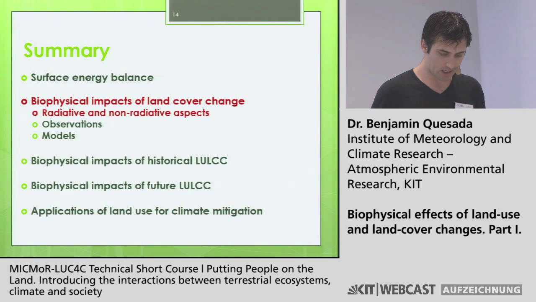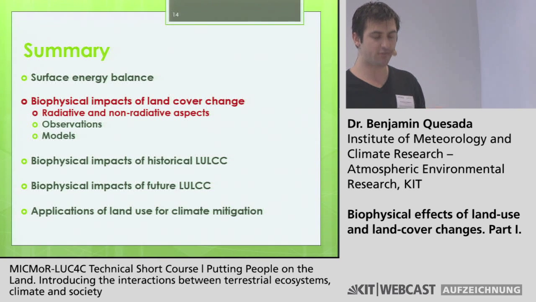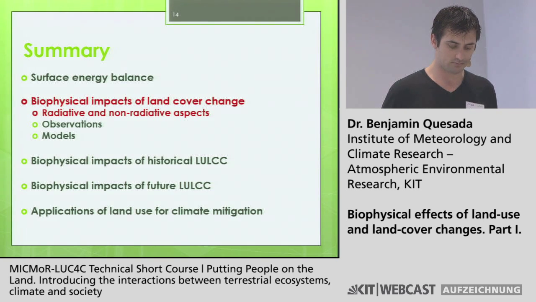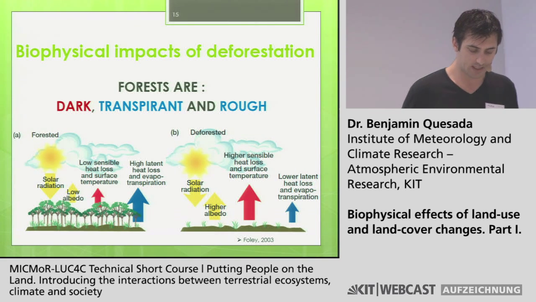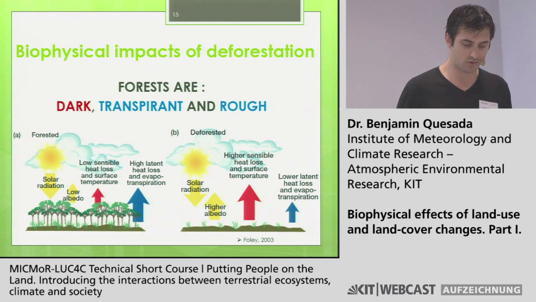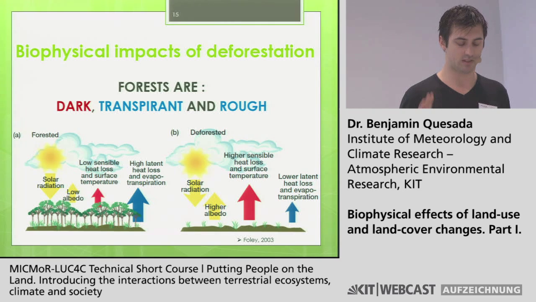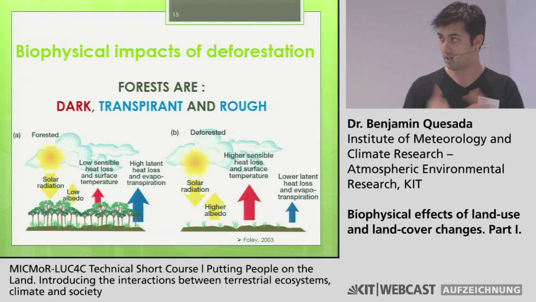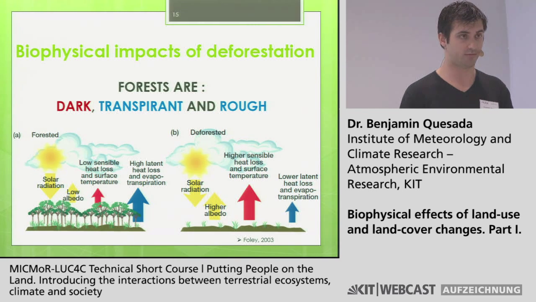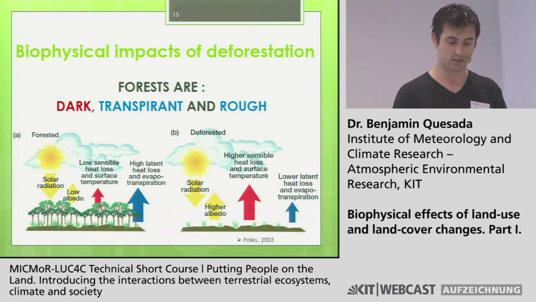So we will see now how these different biophysical changes account for the temperature changes due to land cover or land use changes. If you have to remember one thing, I think it is that you have three main biophysical changes. A forest is dark, it's transparent, and it's rough. So it implies changes in albedo, in evapotranspiration efficiency, and in roughness length.